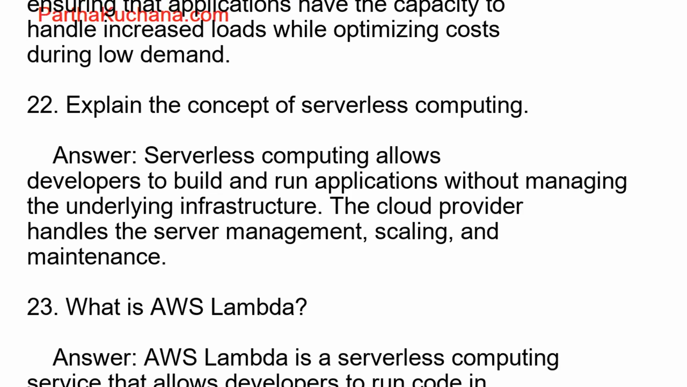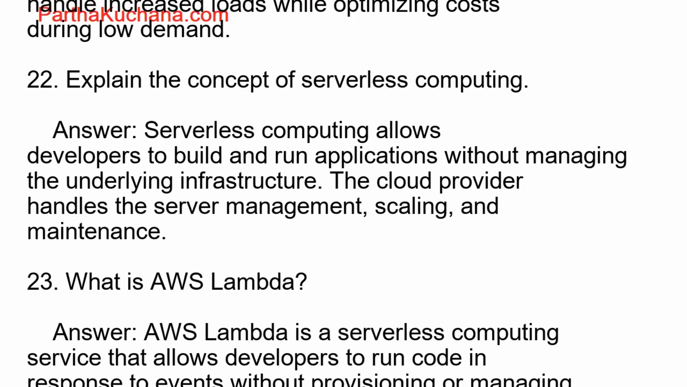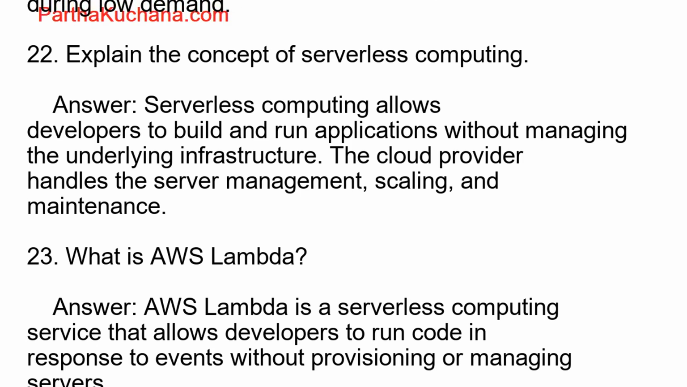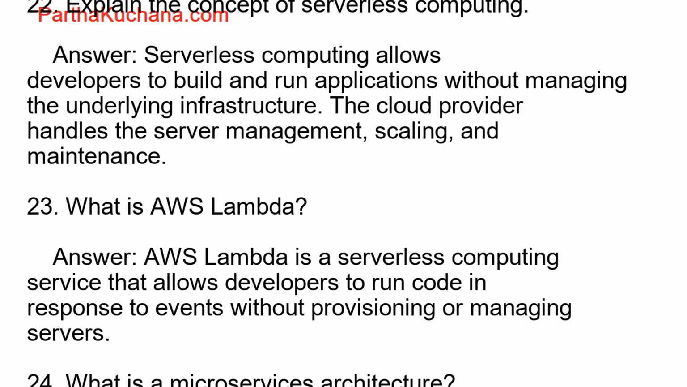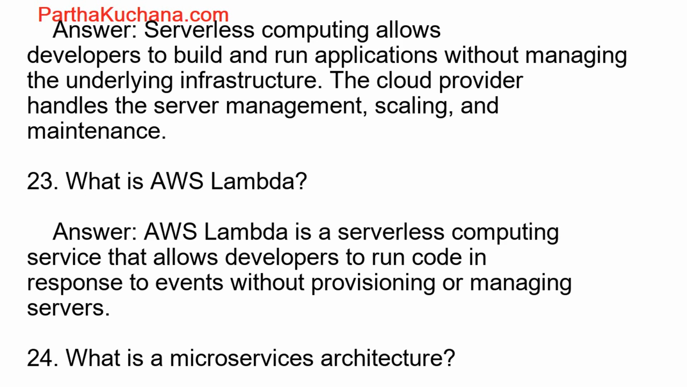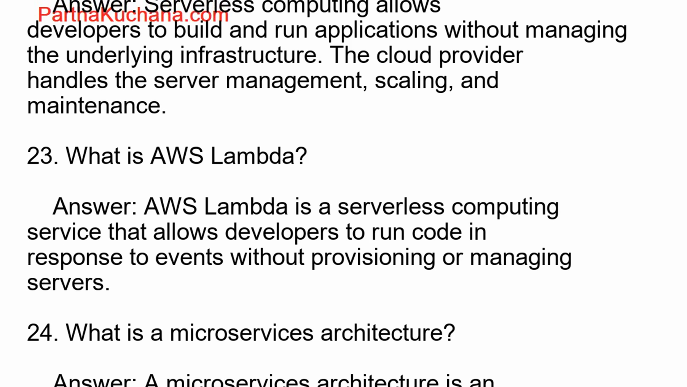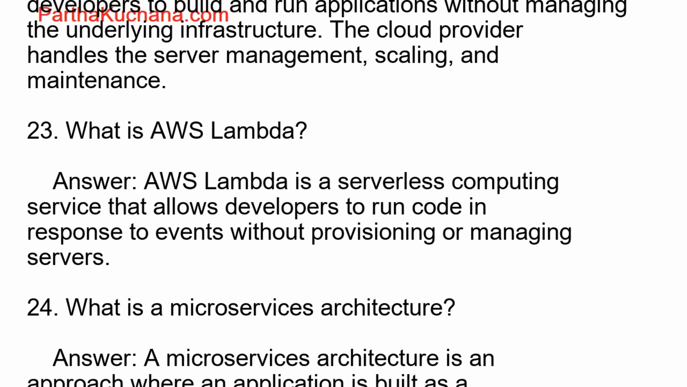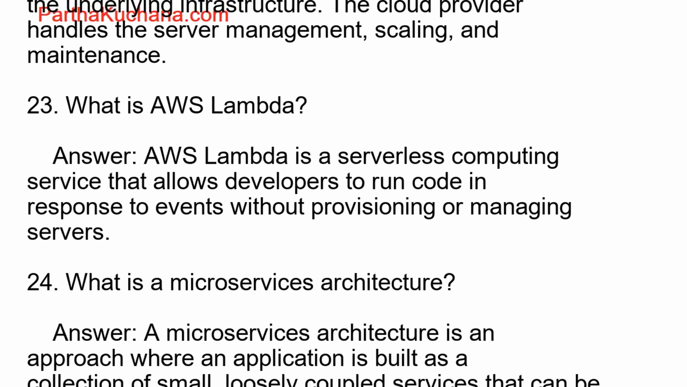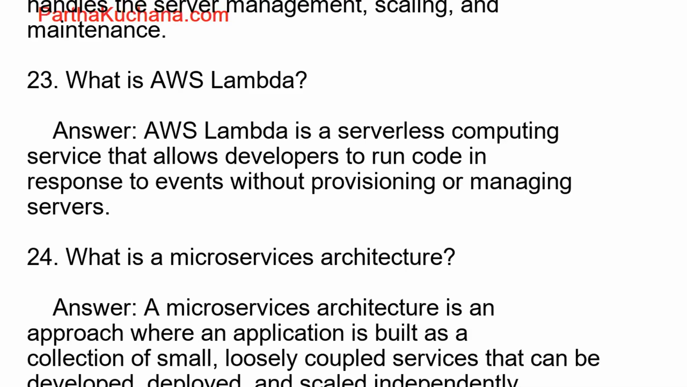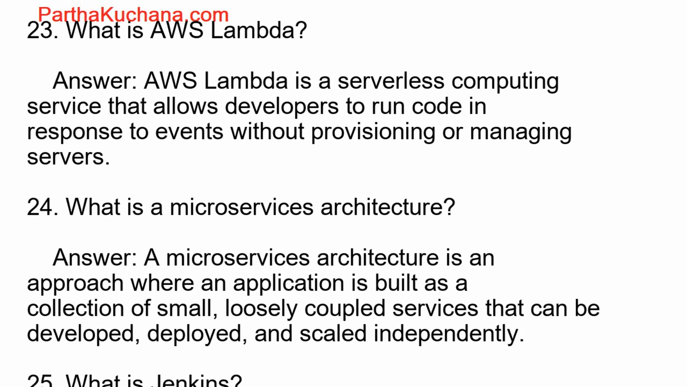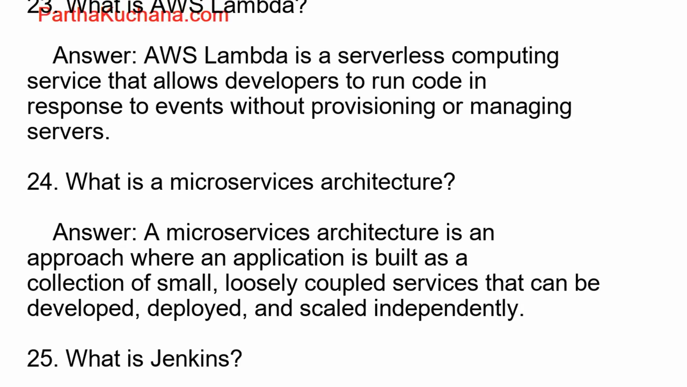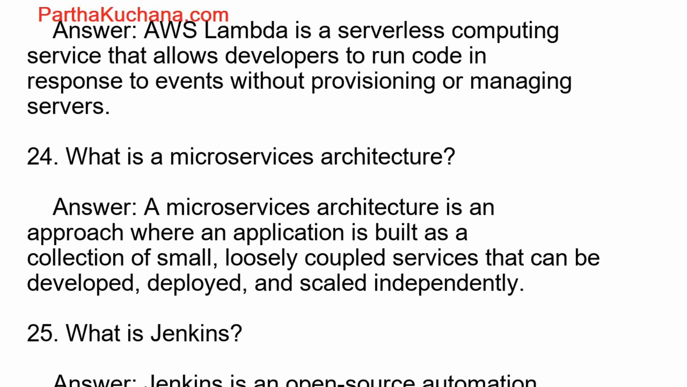23. What is AWS Lambda? Answer. AWS Lambda is a serverless computing service that allows developers to run code in response to events without provisioning or managing servers. 24. What is a microservices architecture? Answer. A microservices architecture is an approach where an application is built as a collection of small, loosely coupled services that can be developed, deployed, and scaled independently.